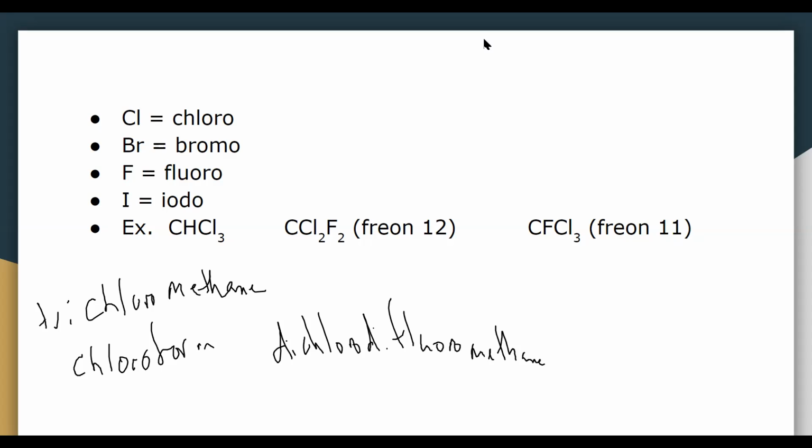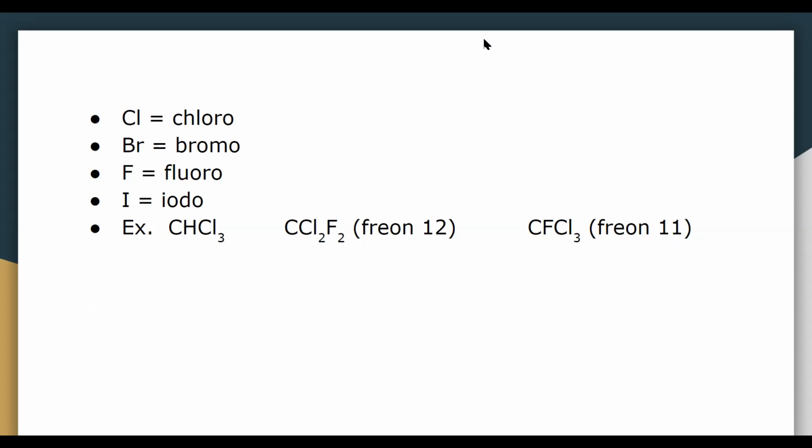Freon 11 over here. Also another refrigerant. This is one of the originals that they used for car refrigeration and whatnot. You've got 1 fluorine and 3 chlorines. Chlorine comes first alphabetically. Here, let me clear this out and try this again. You've got trichloro, fluoro, methane. Okay.